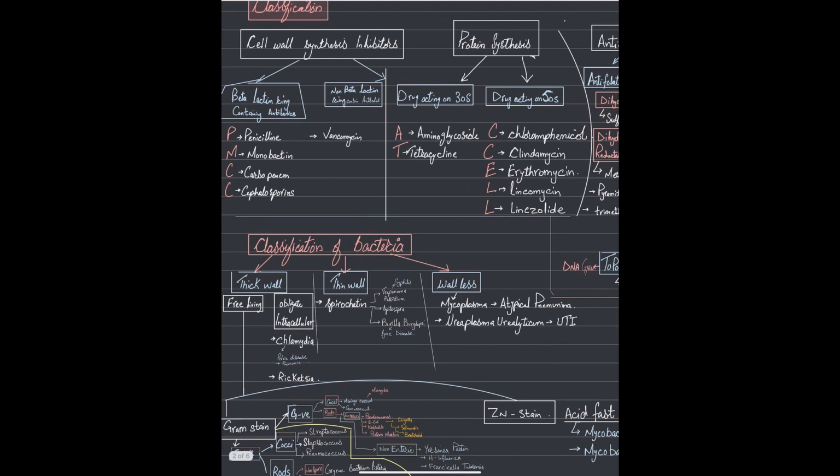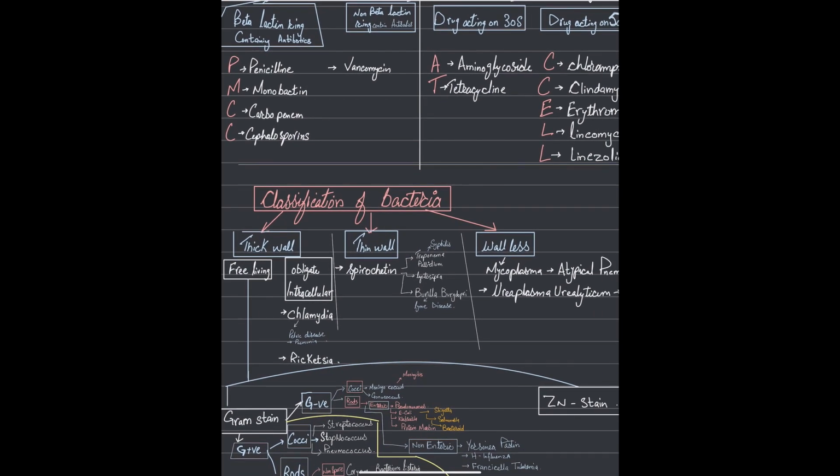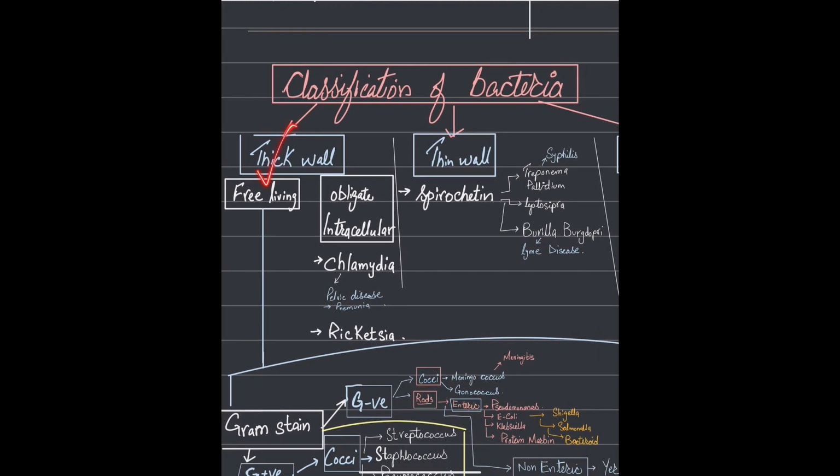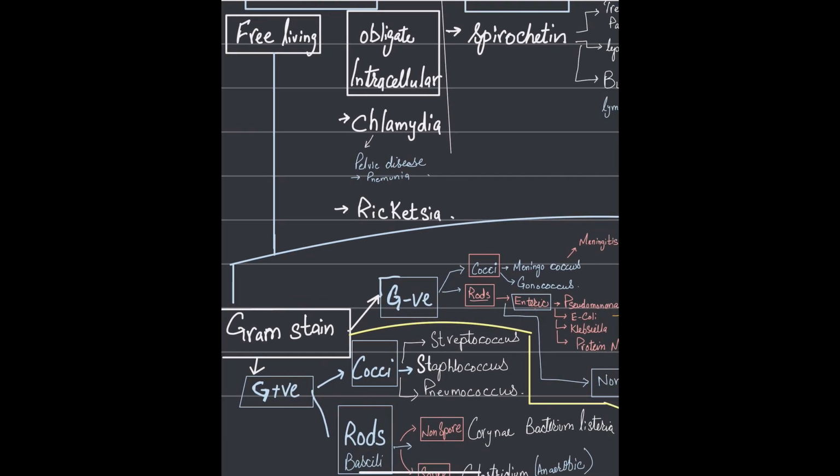Now we are going to go to the classification of bacteria. This is general information we have to understand. We divide the bacteria into three groups: thick wall, thin wall, and wall-less. Let's go with the thick wall. Thick wall has two parts: free living and obligate intracellular. Free living is further divided by gram stain, so there are two kinds of bacteria: gram positive and gram negative.